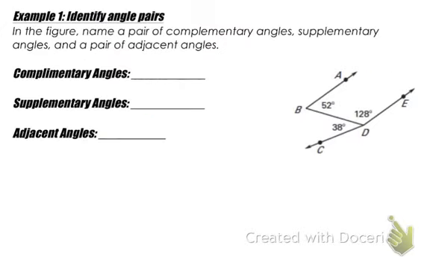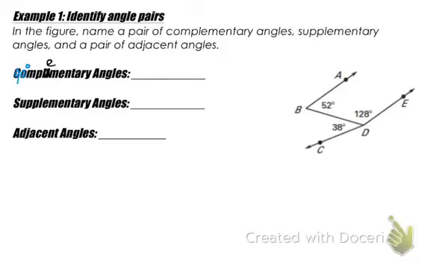So in example 1, we have to identify angle pairs. In the figure, name a pair of complementary angles, supplementary angles, and a pair of adjacent angles. For complementary angles, a little trick that I like to use to remember if it's going to be 180 degrees or 90: for complementary, I specifically would draw a 90 degrees with the C and the O, like that. So I know that's going to be 90 degrees. Okay, and I also noticed that we just have a typo here, so we're going to fix that really quick. This should be an E, not an I. So make sure you fix that so we spell complementary properly.